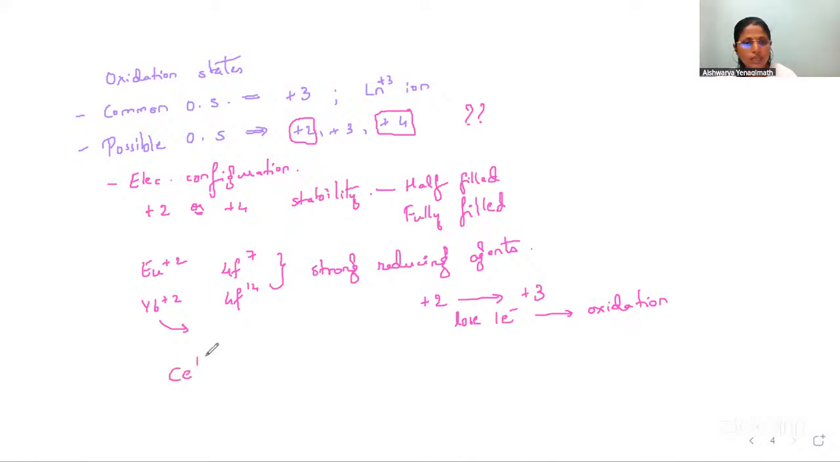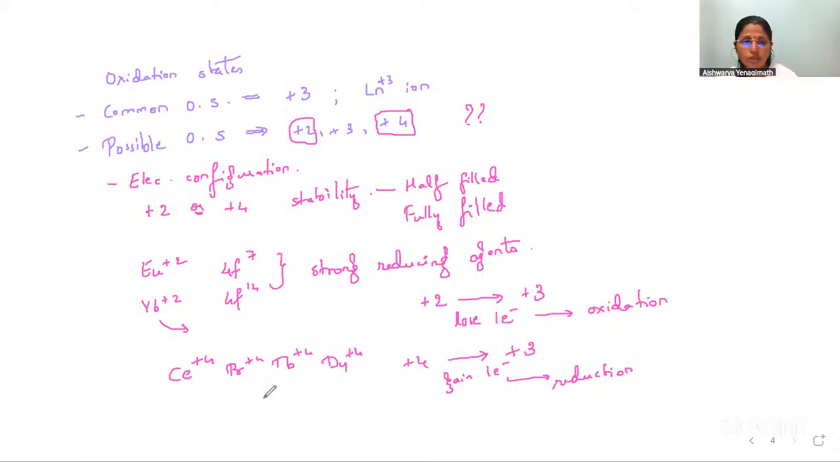You have an example, cerium +4. Or you take so many examples: Pr +4, Tb +4. Here, the stable oxidation state is +4, but they want to come to which state? The common oxidation state, +3. To get to +3, what do they have to do? They have to gain one electron. Gaining of electron is reduction. That means they will help in reduction. They themselves get reduced. Yes or no?